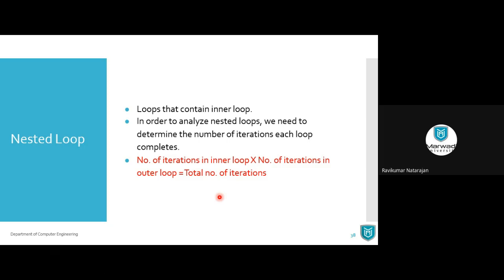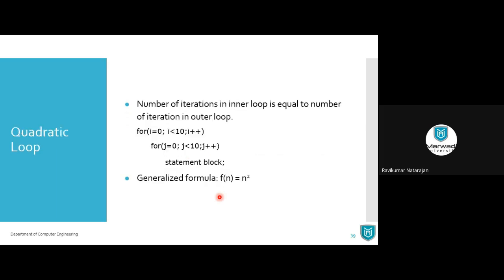I want to calculate how many times it loops, then multiply by the number of iterations in the outer loop. So I have used two loops, I'm calculating it, and then I'm finding the number of iterations. It will execute 100 times, it will execute 100 times. So 200 times it says. This type of loop we have used is called a quadratic loop.